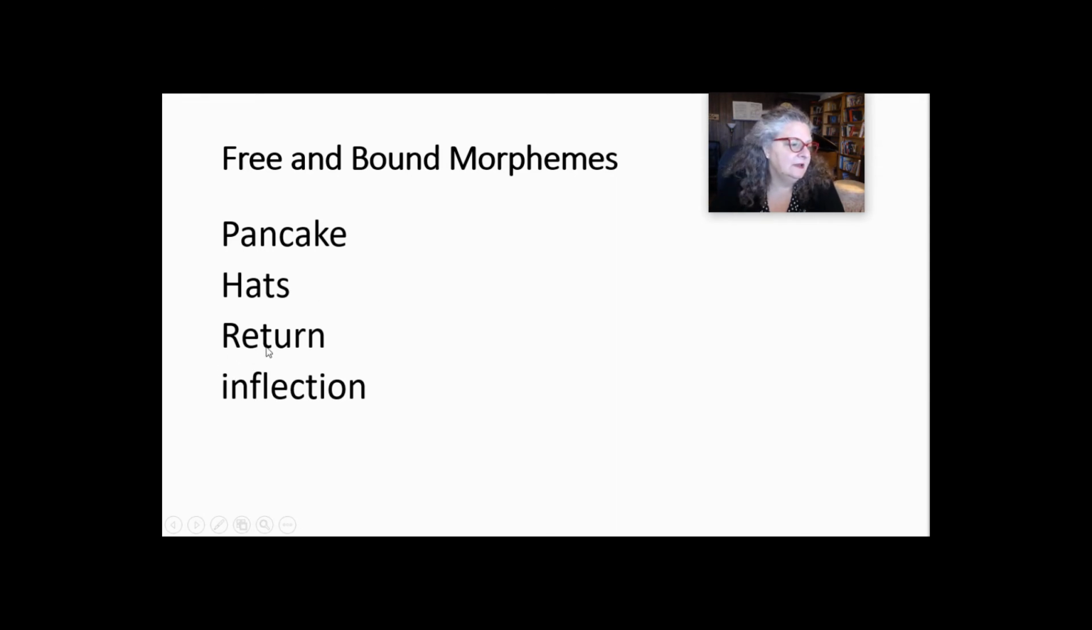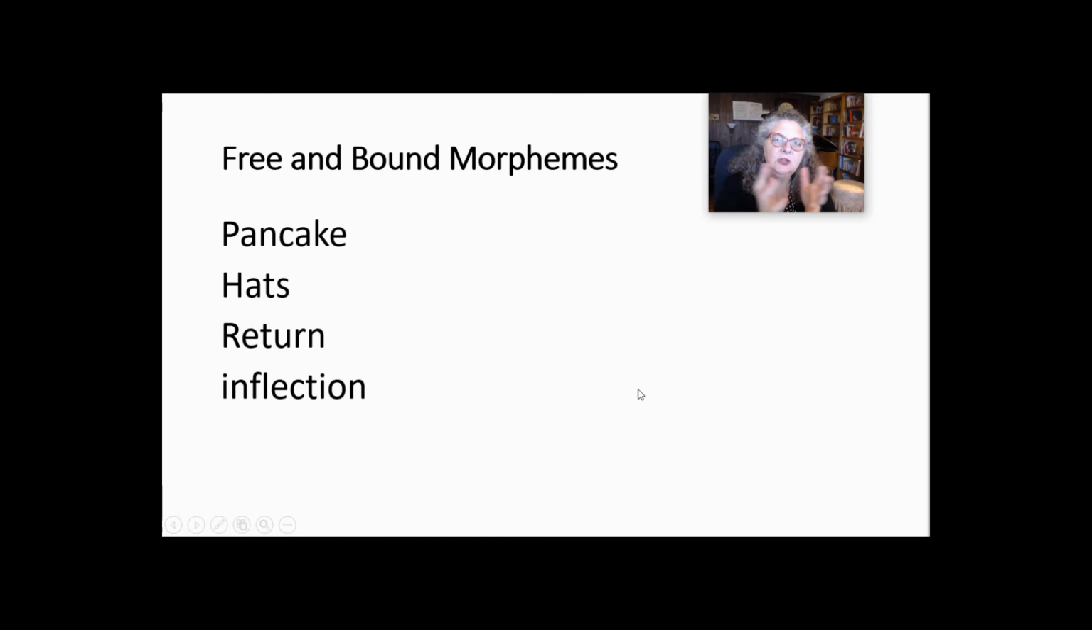In the word return, we have two chunks. Re is bound because it doesn't stand by itself. You can't just say re and people understand what you're saying. Turn is free because it stands by itself. And then we have inflection. So in is bound, doesn't make sense by itself. There is a word in English, but it's not this in, which means inside. Flect is bound and shun is bound. So those are all bound morphemes.